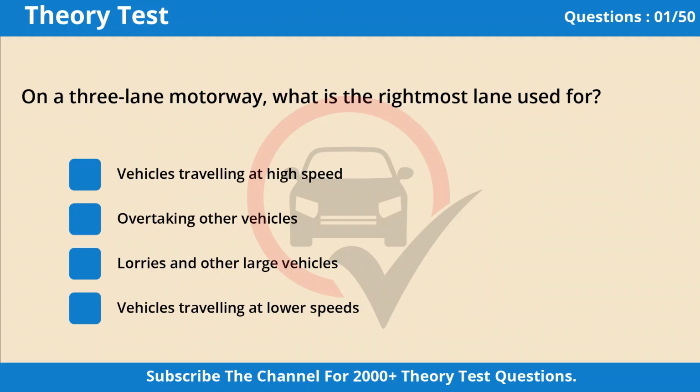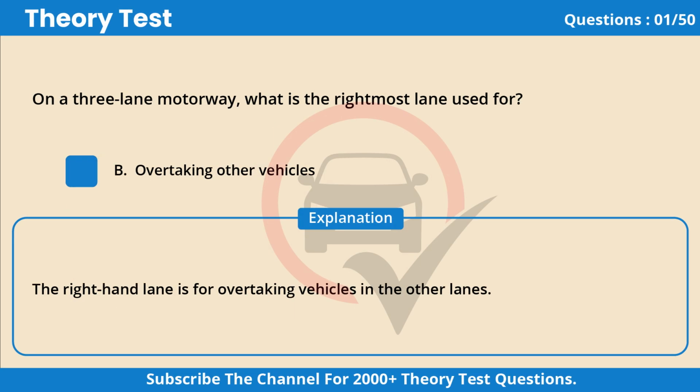Question 1. On a 3-lane motorway, what is the rightmost lane used for? B. Overtaking other vehicles. The right-hand lane is for overtaking vehicles in the other lanes.